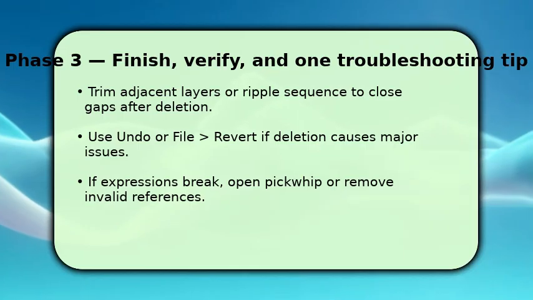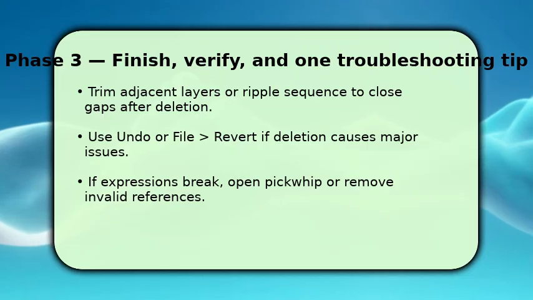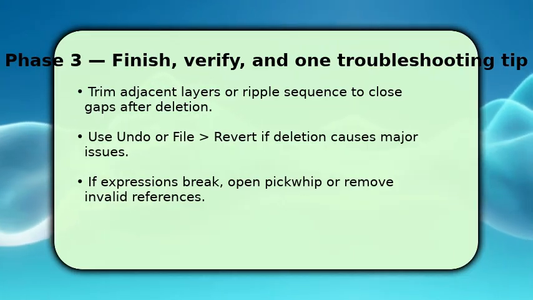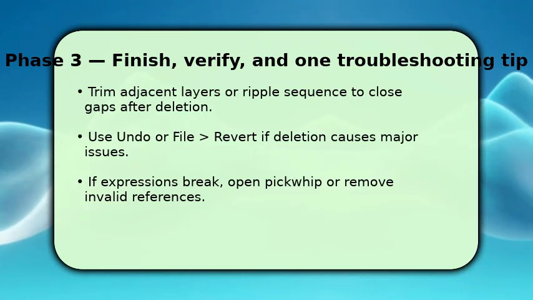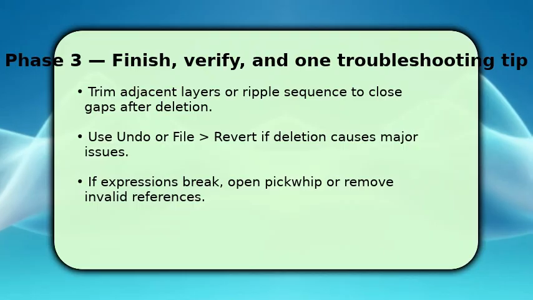If something goes wrong, use undo immediately or File, Revert to restore the last saved state. If expressions break, open each affected layer's expression and fix or remove references to the deleted clip. This restores stability and prevents render errors.